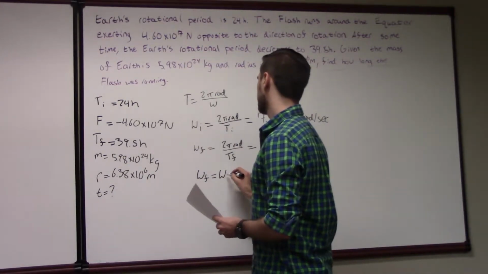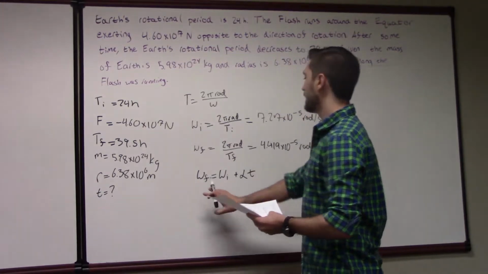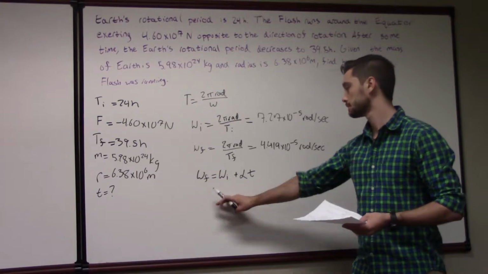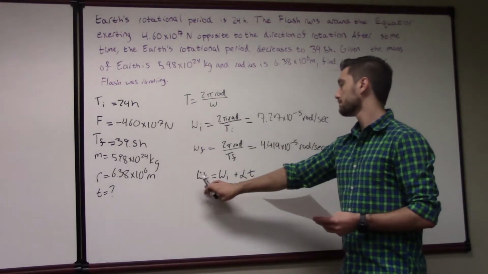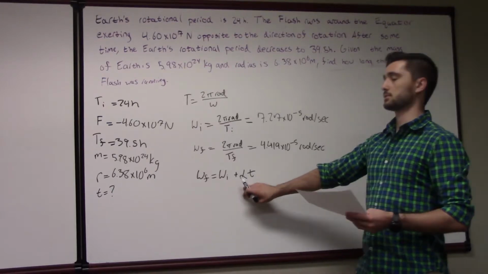This is just omega f is equal to omega i plus the angular acceleration times time. And this looks just like a normal kinematic equation that you would see, except this is for an angular case. So we know omega f, we know omega i. All we want to find now is the angular acceleration.